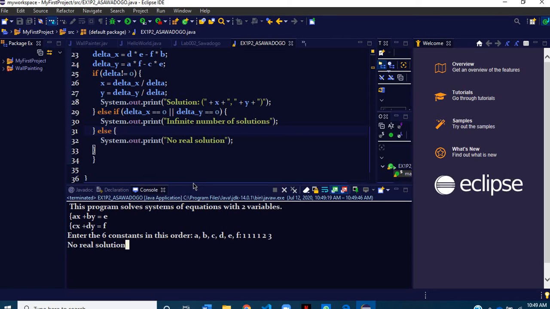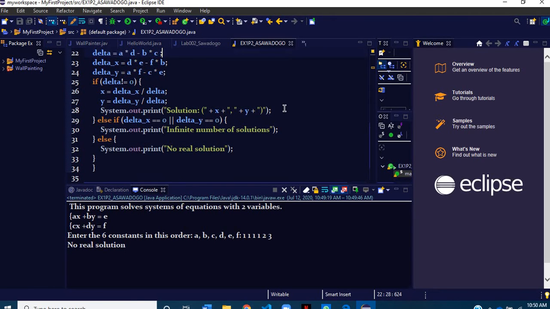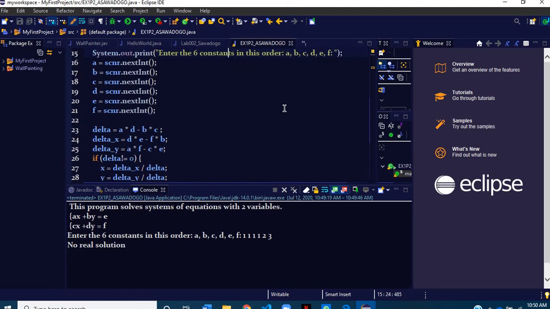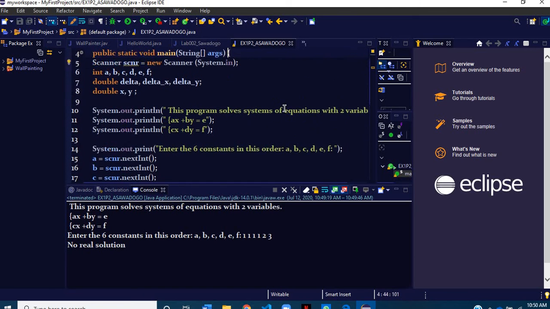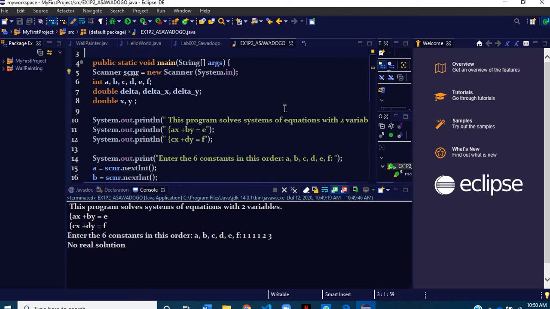And now it's time to show how I did this. I started with knowing what the required method is. So as usual, I printed out what the program does, and I prompted the user to enter the inputs.